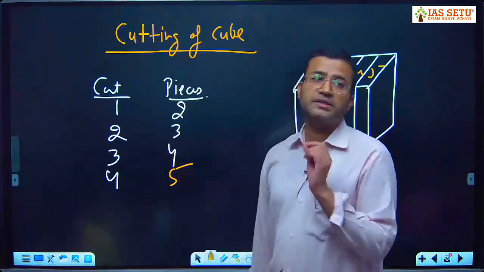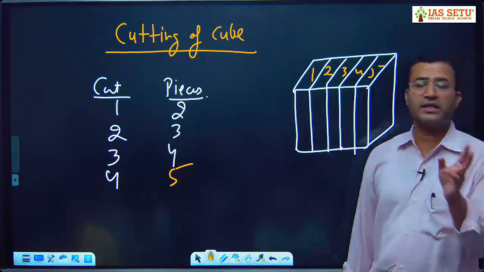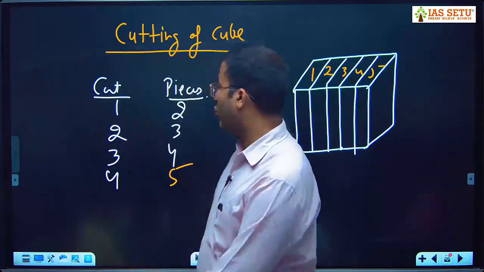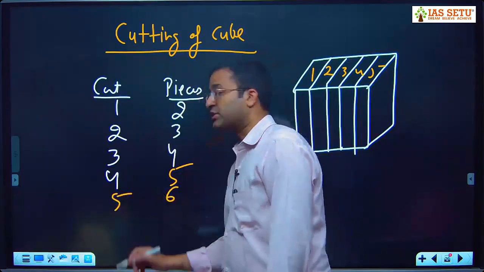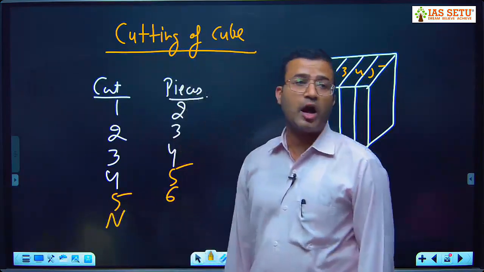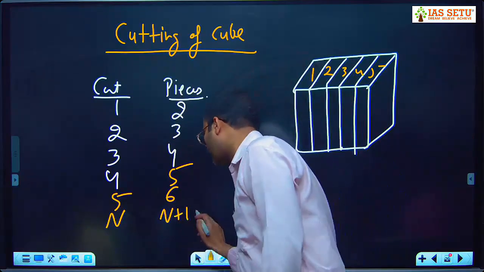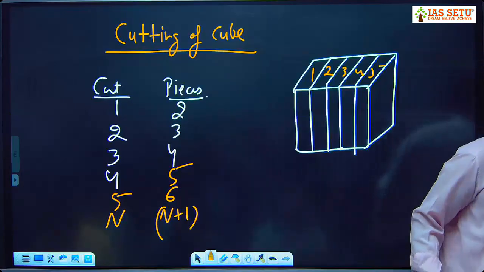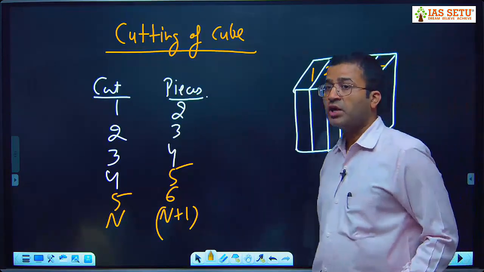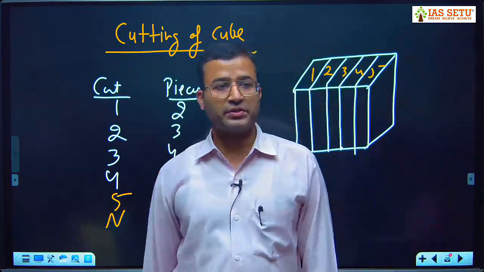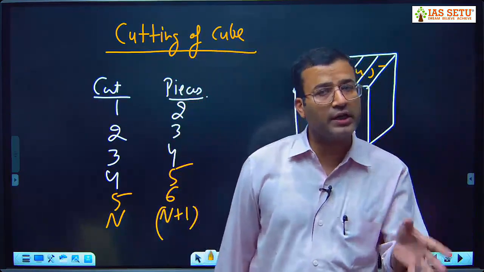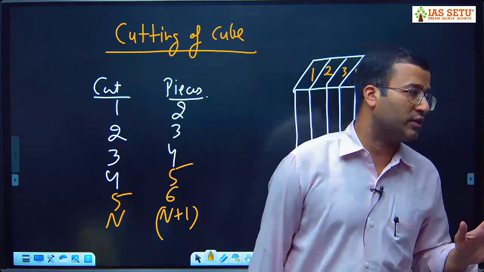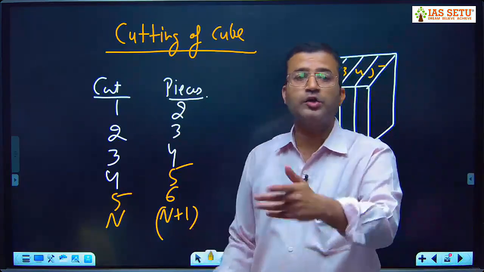So I repeat. The concept here is on one axis, 1 cut gives 2 pieces, 2 cuts give 3 pieces, 3 cuts give 4 pieces, 4 cuts give 5 pieces, 5 cuts give 6 pieces. If you make n cuts, then how many pieces do we get? N plus 1. If you make 10 cuts, you get 11 pieces. If you make 20 cuts, you get 21 pieces on one axis. If you make 100 cuts, we get 101 pieces on one axis. N cuts give n plus 1 pieces.